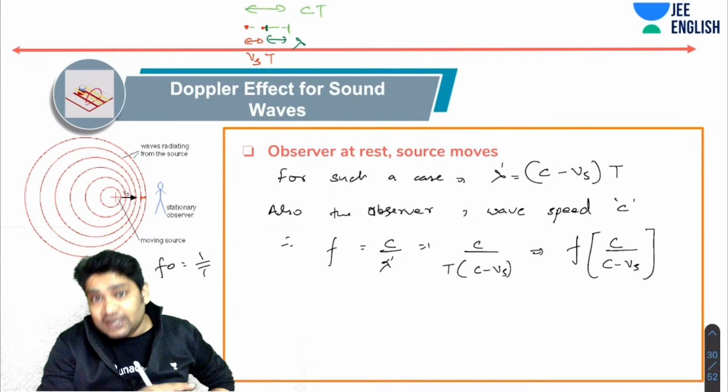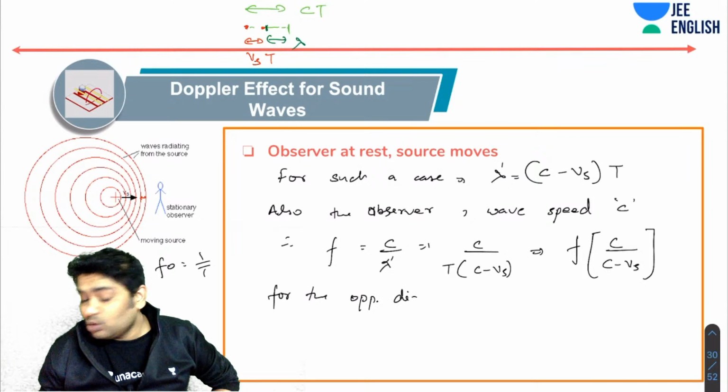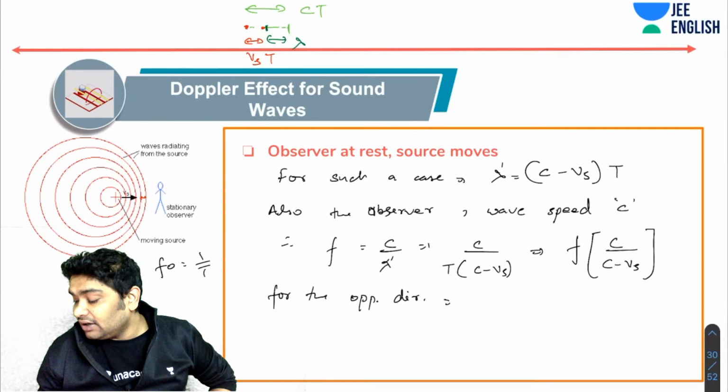Now, for the opposite direction, if the source was moving away from the observer, you will realize that lambda dash would be equal to (c plus vs) times T.